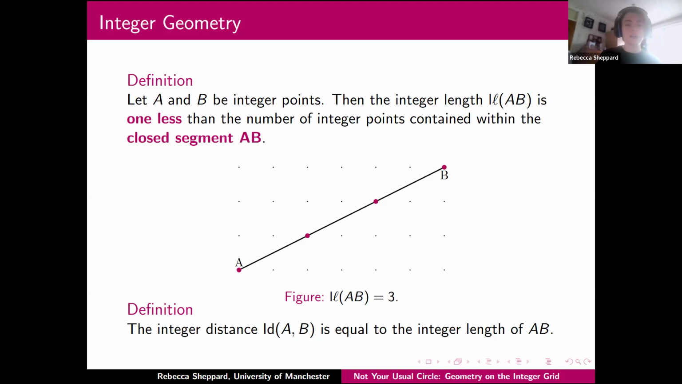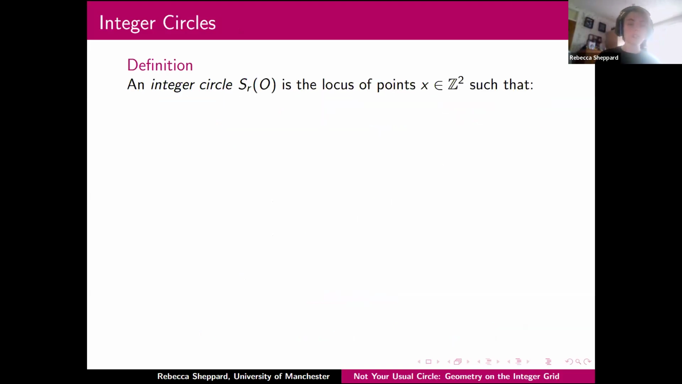A similar definition occurs for higher dimensions, but in this presentation, I'm focusing on the 2-dimensional case. So an integer circle S of center O and radius r is the locus of points x in Z squared, such that x belongs to the integer circle if and only if the distance between x and the point O is r.